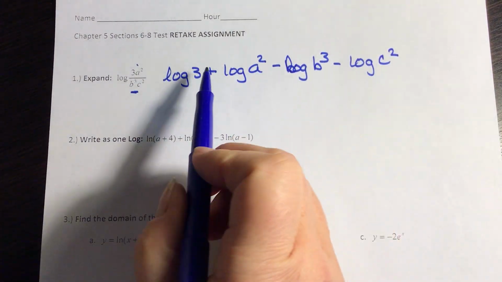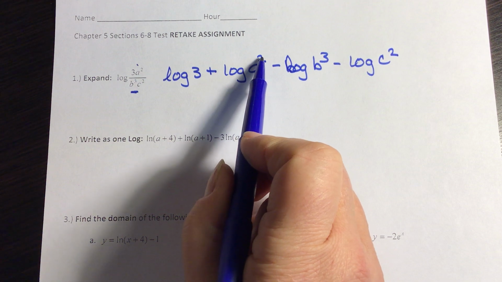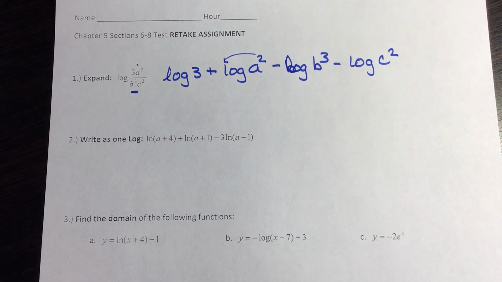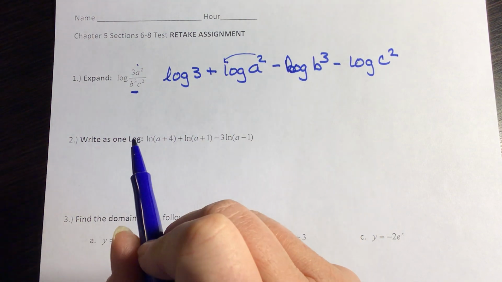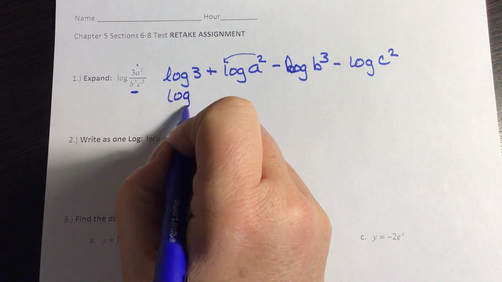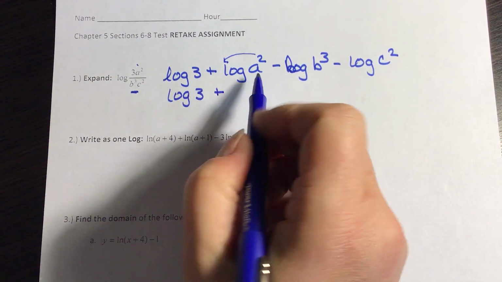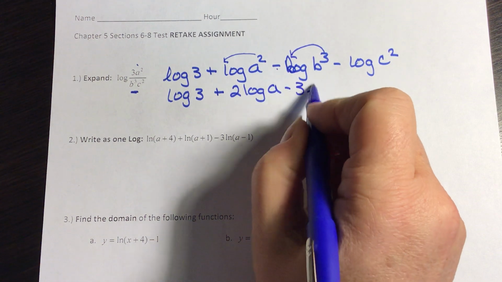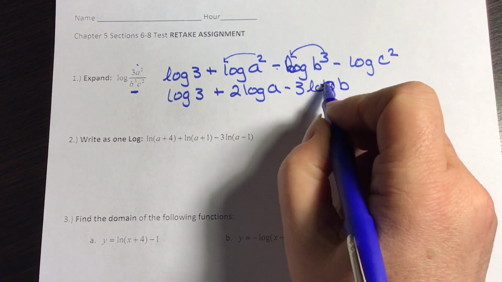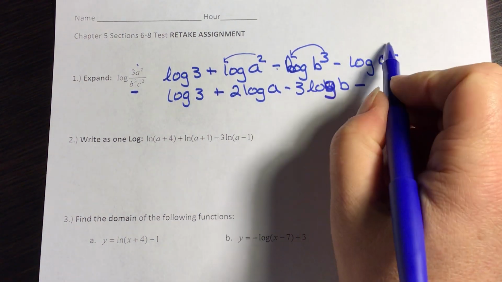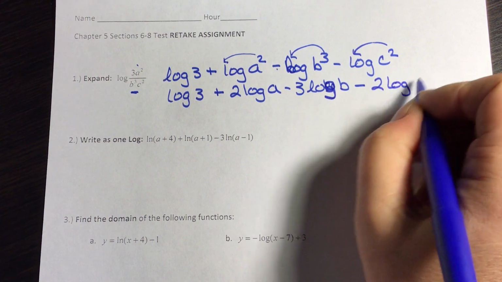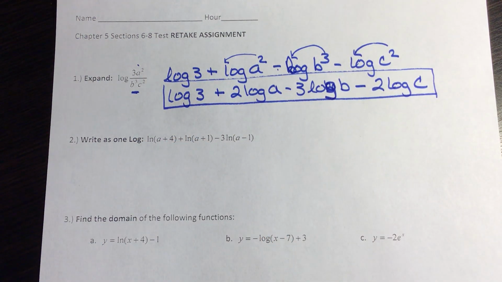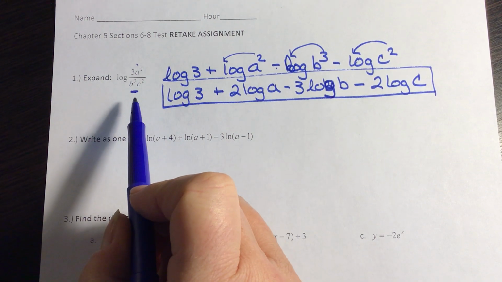The other property that I'm going to put into play here is anytime you have an exponent in a log sentence, you can bring the exponent out into the front and actually multiply that log by whatever the exponent is. So in log 3, I'm just going to leave this as log 3. And then this is 2 log A minus 3 log B, that's messy, sorry, and then minus 2 log C.